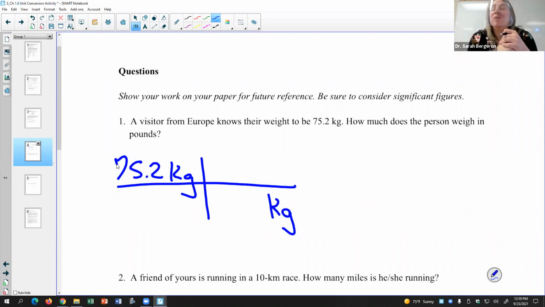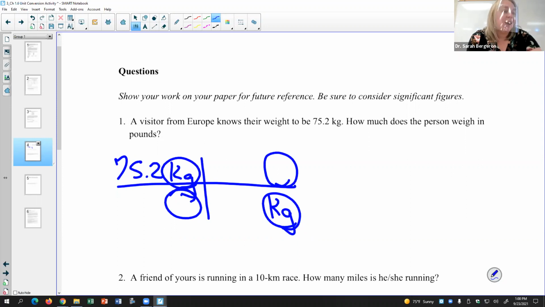Whatever unit you want to get rid of in the new conversion factor that you're going to put on your fence posts has to be in the opposite location of where it is. So if kilograms is in the top and you want to get rid of it, kilograms needs to be on the bottom. But sometimes you're going to have something on the bottom, and to get rid of it, where would you have to have it? On the top, right?